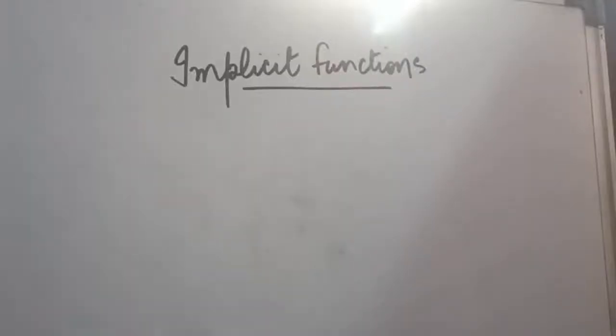The next topic is implicit functions. We have already discussed that when the relation between two variables, for example x and y, is expressed in any form, like one equation has been created, and both x and y variables are mixed up in it, then it is said that the variable x or variable y is implicit.